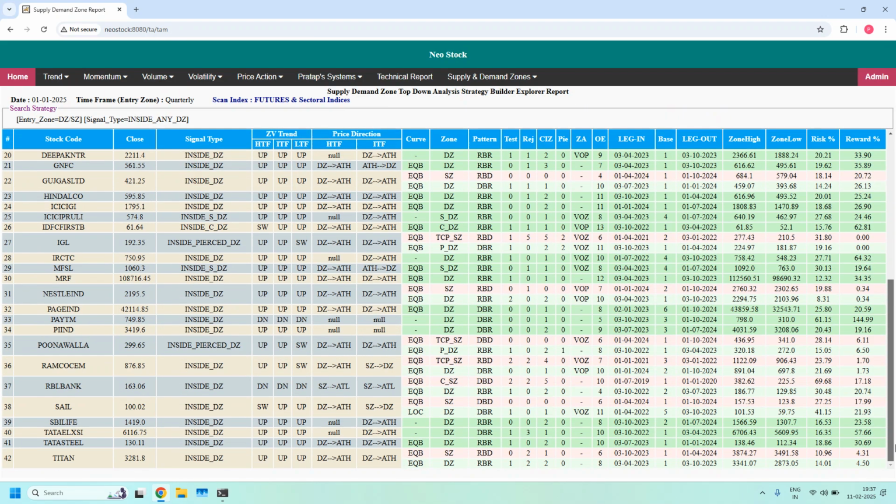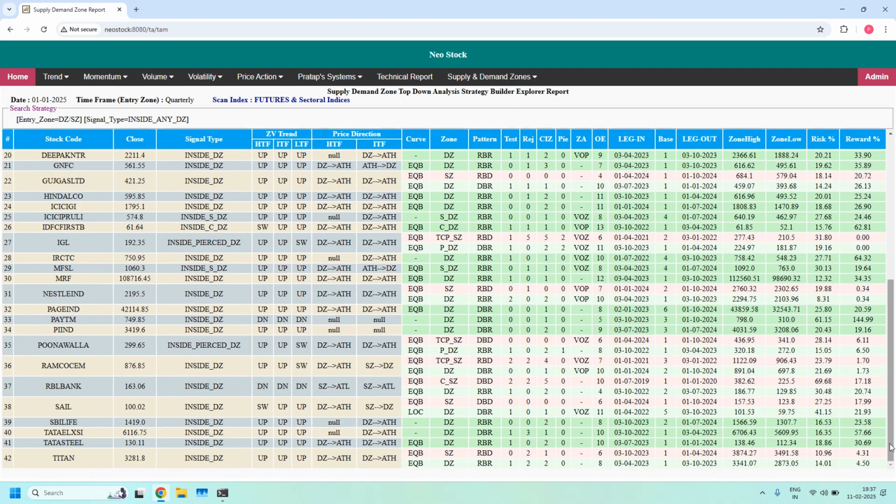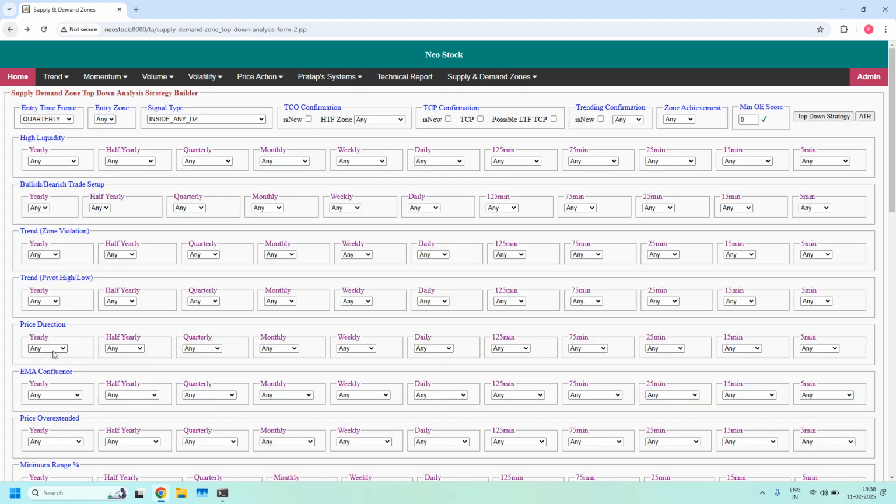We got 42 stocks. So first 22 stocks in the list. I'm scrolling the list down. Total 42 stocks are filtered. From this list, we can further filter by setting the high probability parameter EMA Confluence. That means how many quarterly demand zones are having quarterly EMA Confluence. Let us filter. I am going back.